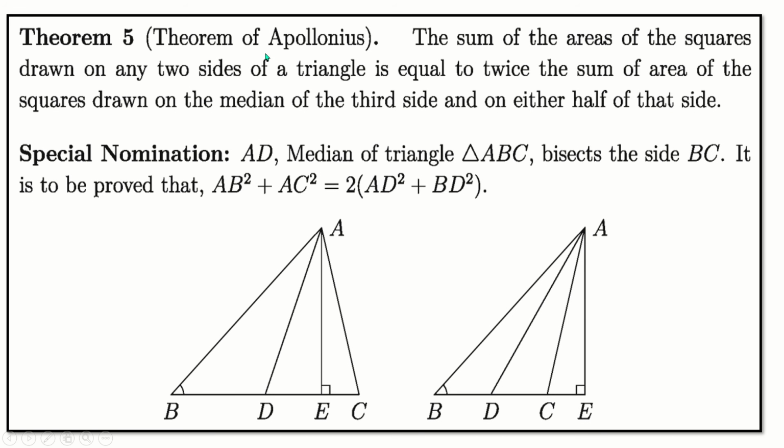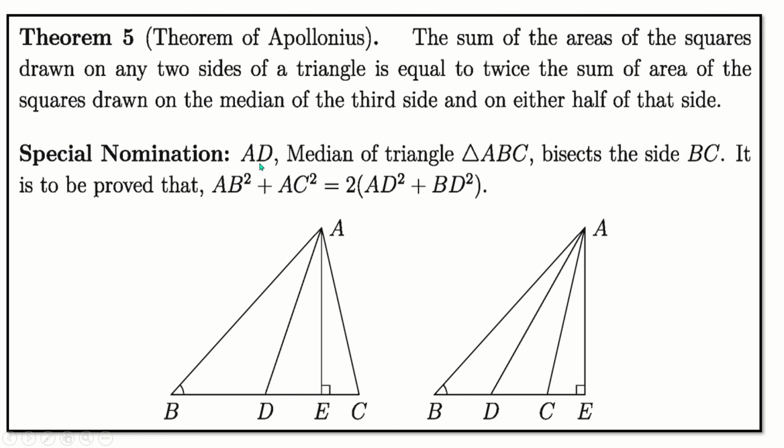Another theorem, the theorem of Apollonius. Okay, follow here. The sum of the areas of the squares drawn on any two sides of a triangle is equal to twice the sum of the area of the squares drawn on the median of the third side and on either half of that side. That means, follow here, you will easily understand.